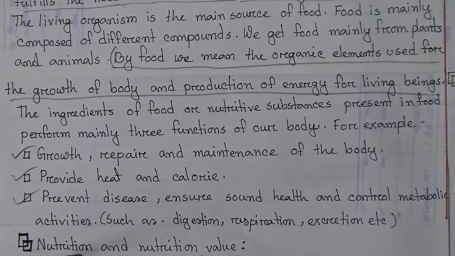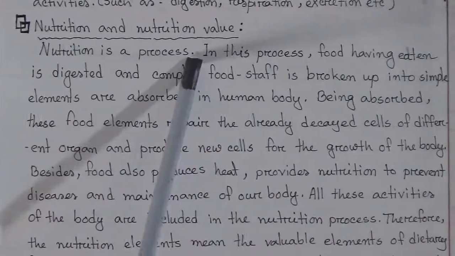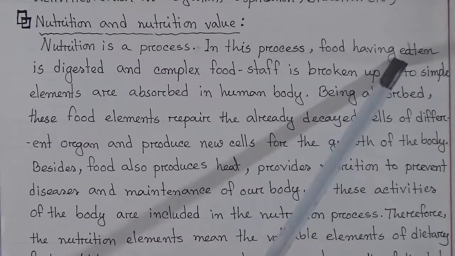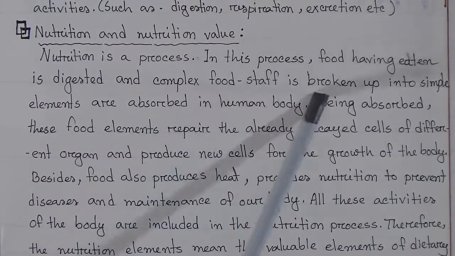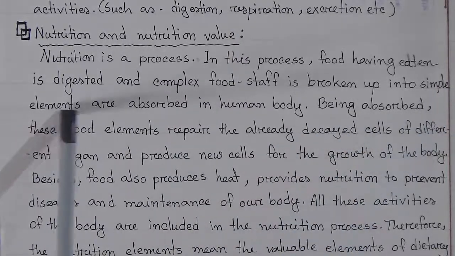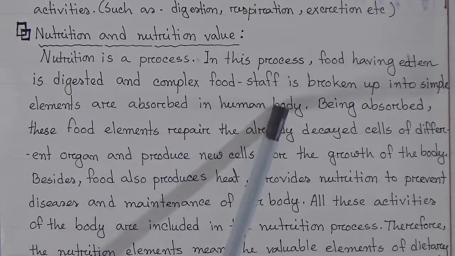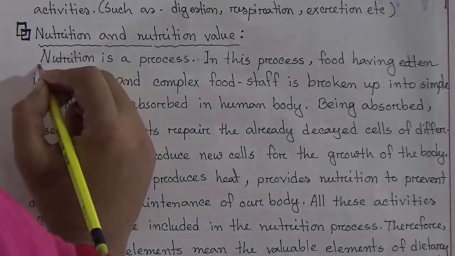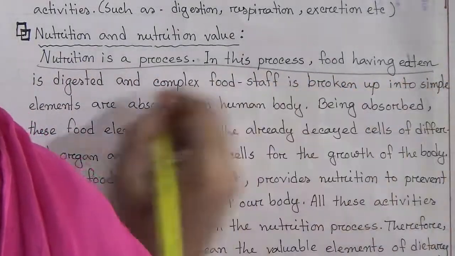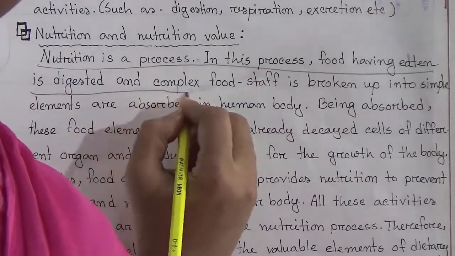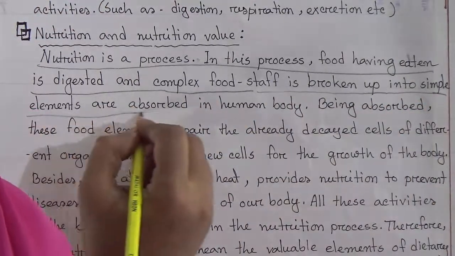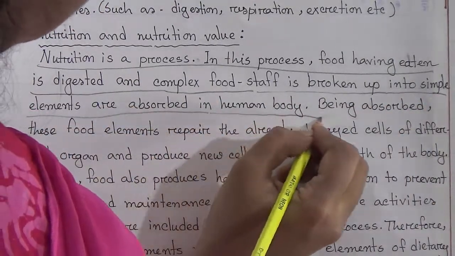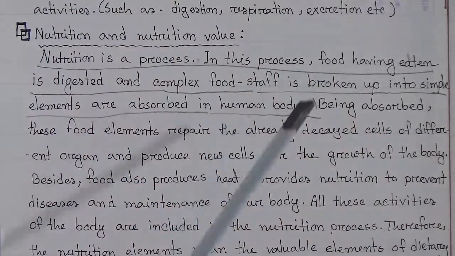Now go to the next point. This next point is nutrition and nutrition value. Nutrition is a process. In this process, food having eaten is digested and complex food stuff is broken up into simple elements and absorbed in the human body. That means nutrition is a process in which food is eaten, digested, and broken up into simple elements that are absorbed in the human body. This process is called nutrition.